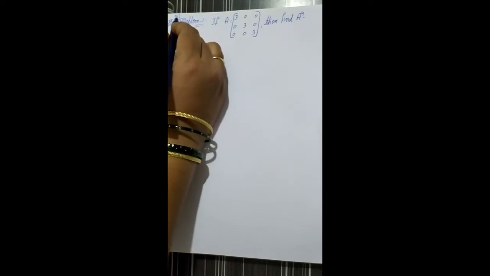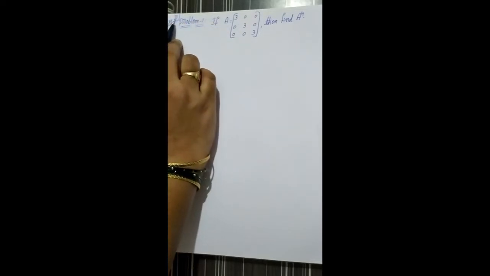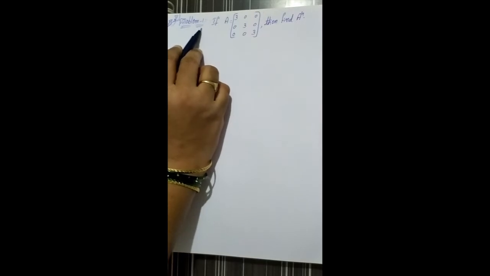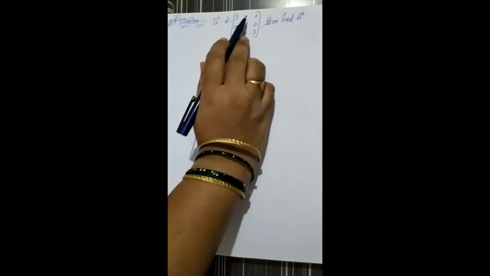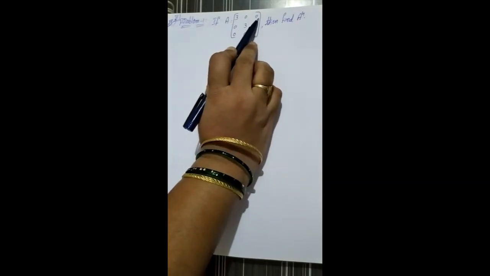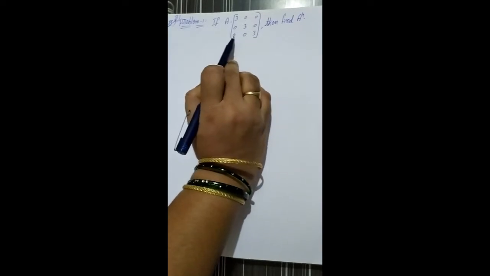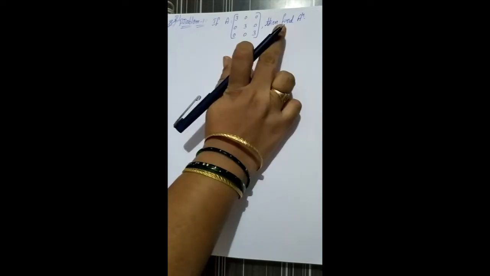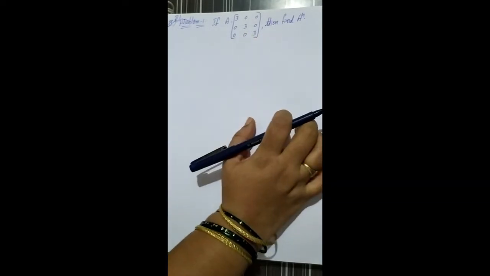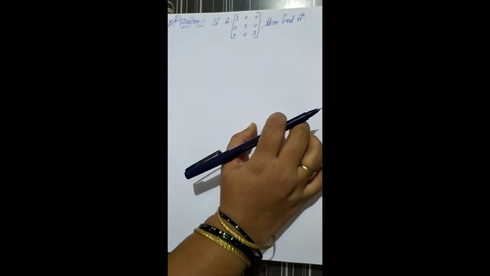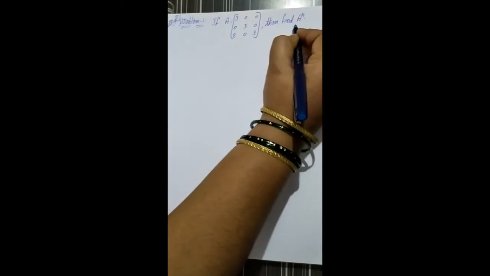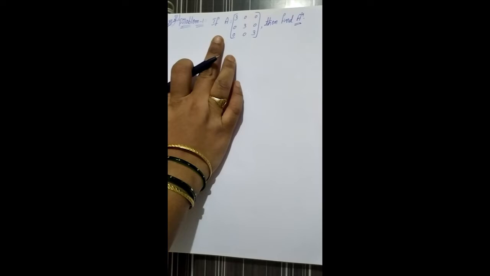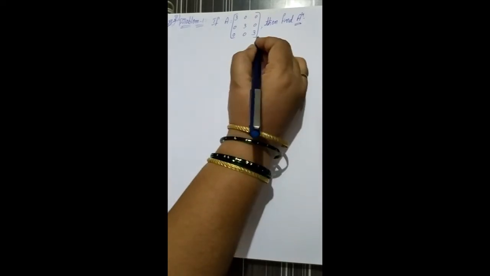Next, we will go to second section in the exercise 3b. In second section, problem number 1. The problem is: if A equals the matrix 3 0 0, 0 3 0, 0 0 3, then find A power 4. This is our given problem. In this problem, we have to find A power 4 value. For that, we are given a matrix of order 3 by 3.